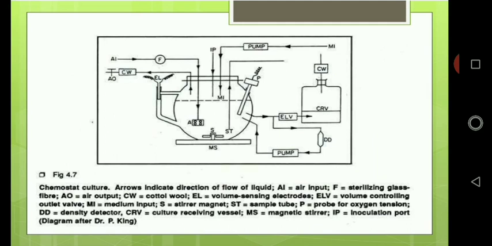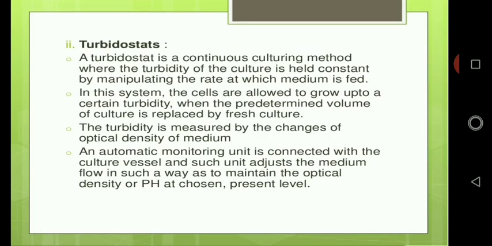This is a diagram of continuous culture. Here you can see that it is a small bioreactor which has a provision for continuous shaking and maintaining the temperature and pH. Then there is addition of air, removal of air, addition of nutrients, removal of nutrients, addition of cells, and removal of cells.